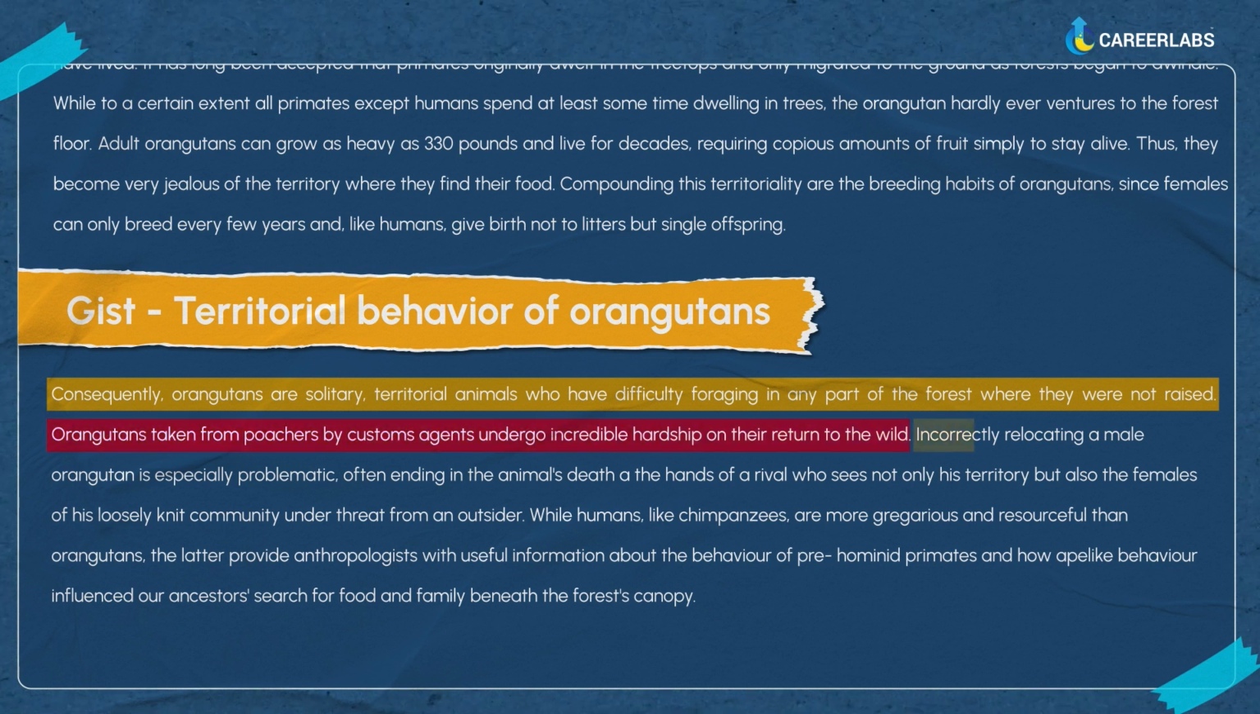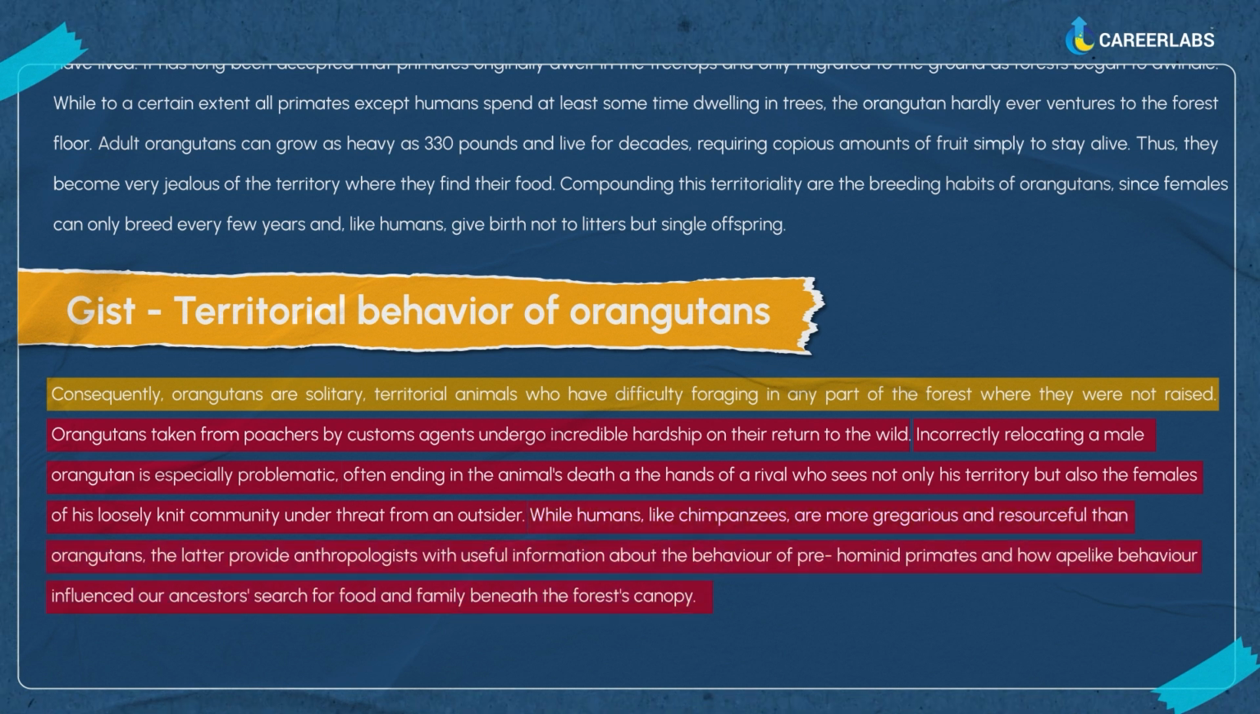The next line, incorrectly relocating a male orangutan is especially problematic. Let's stop there. Again, this phrase, incorrectly relocating a male orangutan is especially problematic, indicates that the line is stating that relocating the orangutan is problematic. We've understood that, so let's skip the remaining portion. Next line, while humans like chimpanzees are more gregarious. Looks like this line is going to compare human behavior to that of orangutans. So we can skip this too.